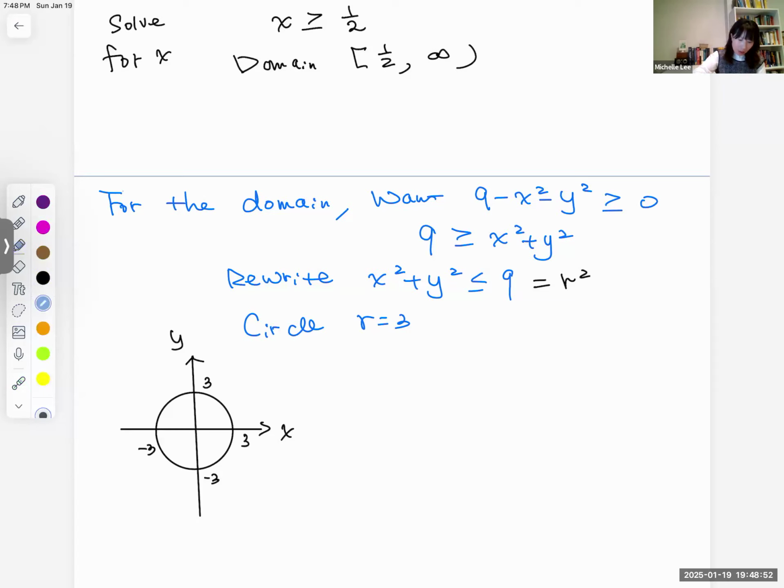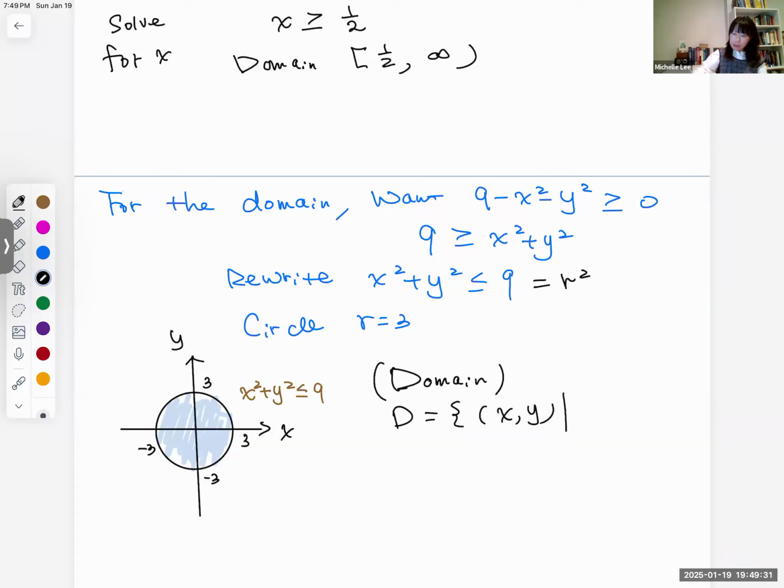So there will be inside. So that is x squared plus y squared less than or equal to 9, right? Okay, that is the domain. So let's denote the domain as D equal to (x, y) such that x squared plus y squared is less than or equal to 9.